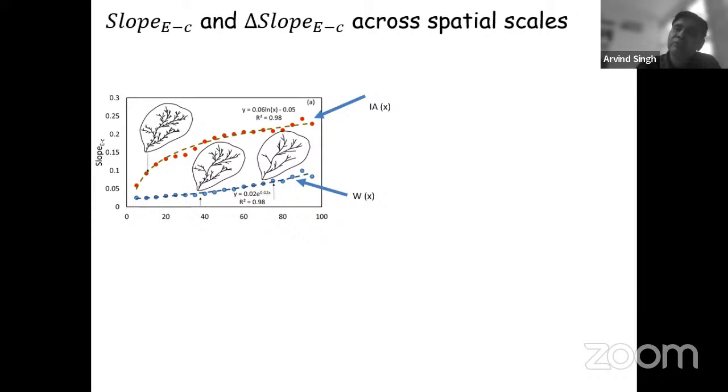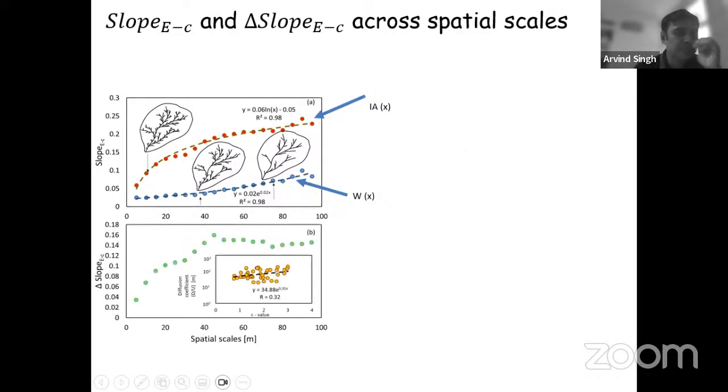As we know, the width function only characterizes the channel network arrangement, whereas the incremental area function gives us information about both the channel network as well as the hill slopes. We can compute the differences between the width function slope and the incremental area function slope, and try to understand the role of hill slopes or side branching in introducing complexity as a function of scales.